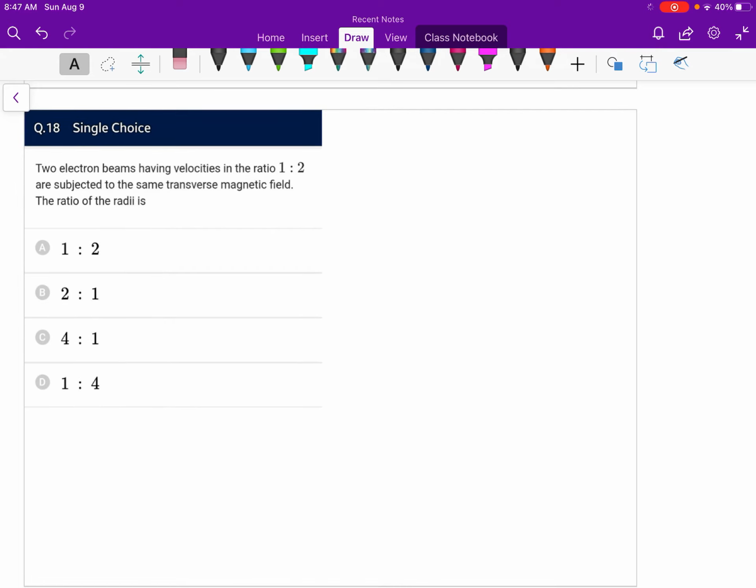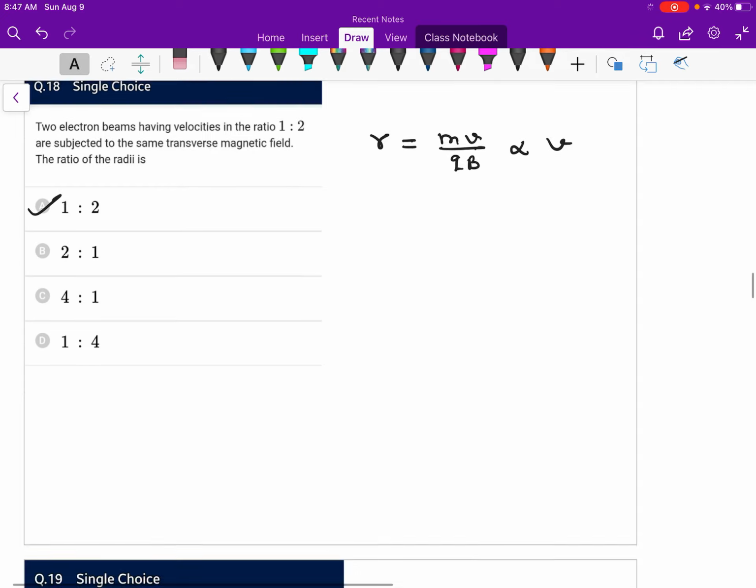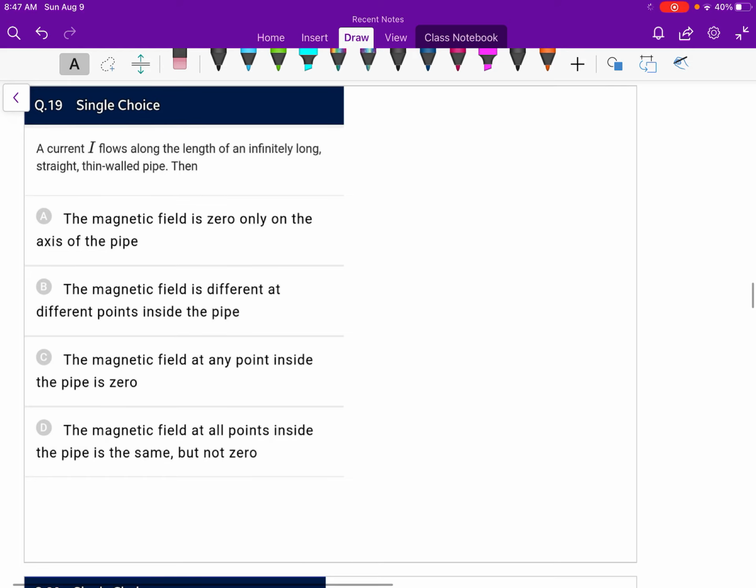Two electron beams having velocities in the ratio 1:2 are subject to the same magnetic field. The ratio of the radii: R is mv by qB. Both are electron beams in the same magnetic field, so R is proportional to v. So the velocities are in the ratio 1:2, so the radius is also in the ratio 1:2. So A is the correct option.